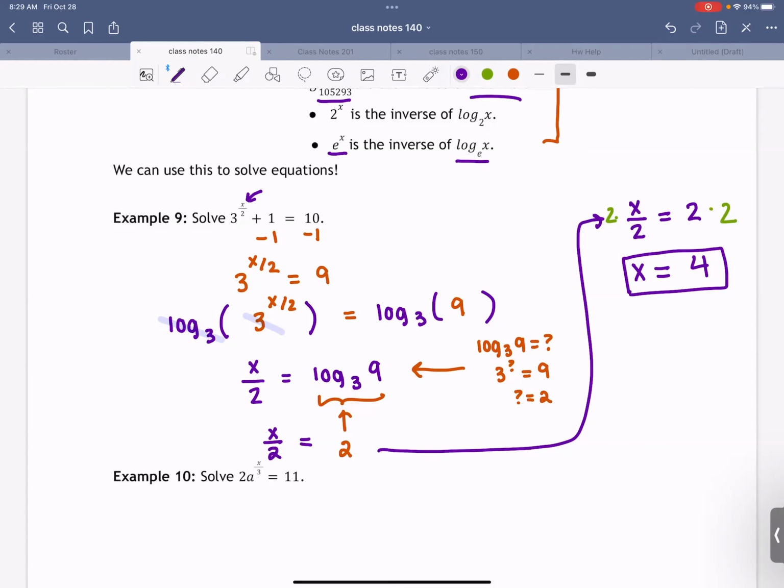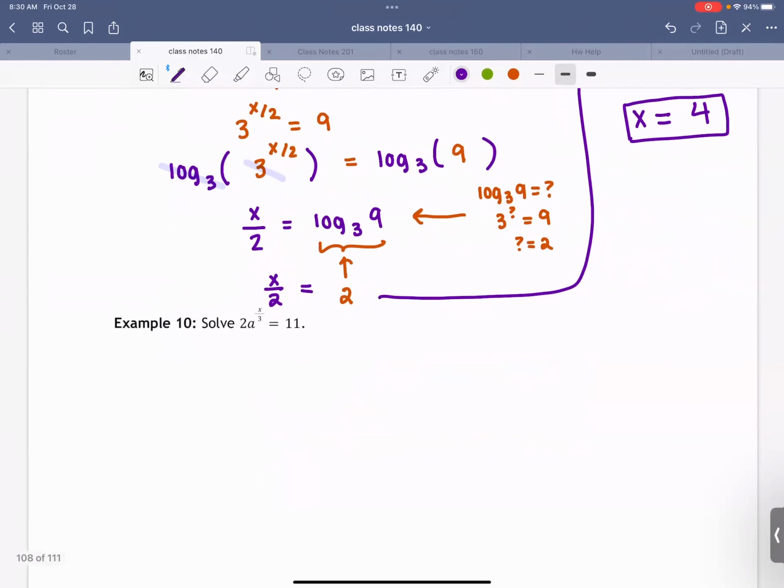Sounds good. You know what? I think I'm going to do this next example with you. Okay, I'll do this example with you in front of the class. We'll do more practice next class.